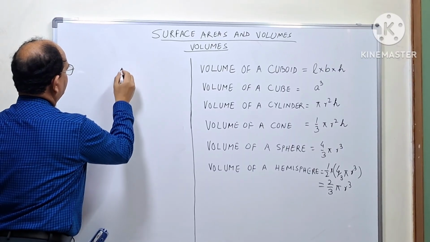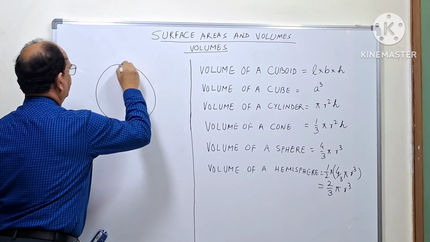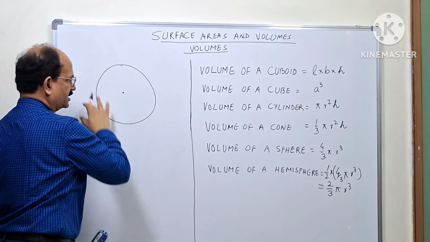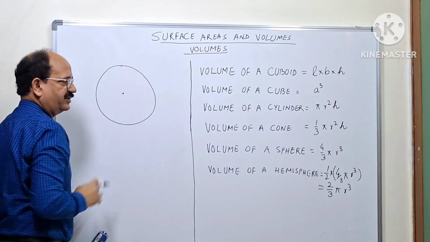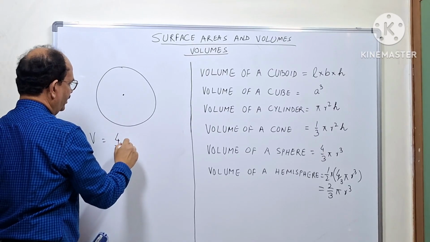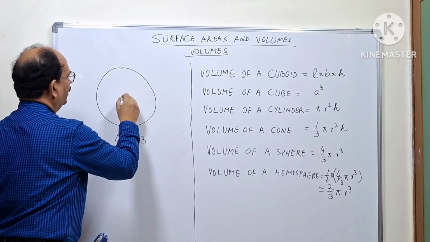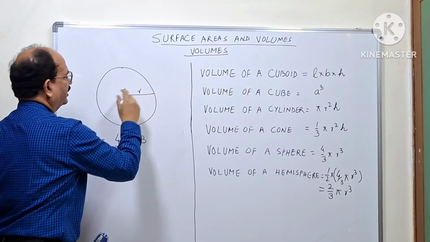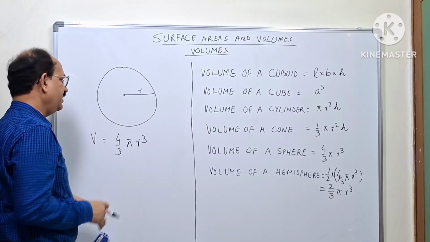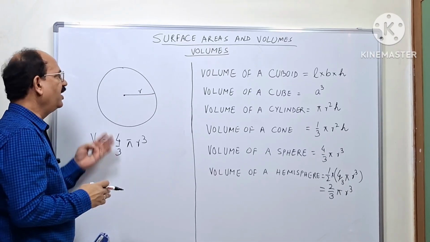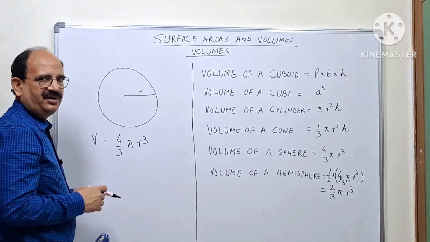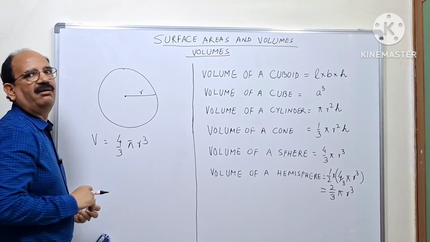So for a sphere, this is a sphere, not a circle. This is a three-dimensional figure, which is sphere. So volume of the sphere is 4/3 pi r cube, where r is the radius of the sphere. And the same funda applies. If it is a solid sphere, then this much of the material will be required to cast this sphere. If it is an empty sphere, then this much of liquid it can hold.